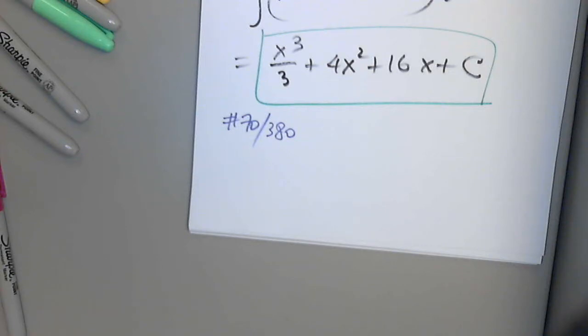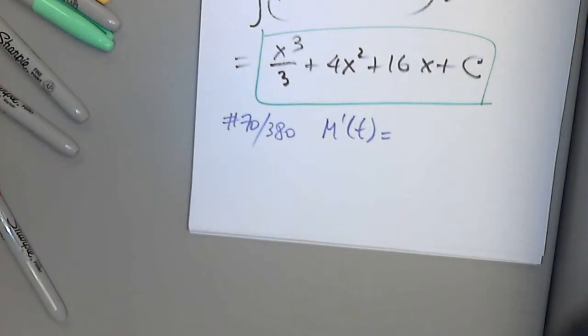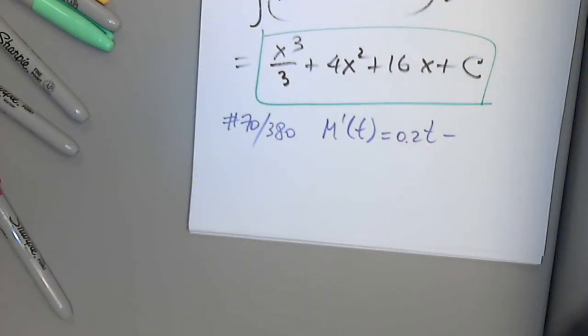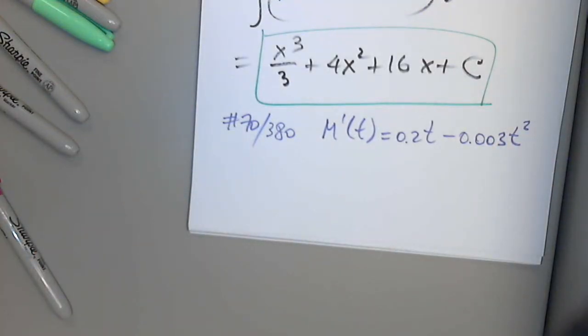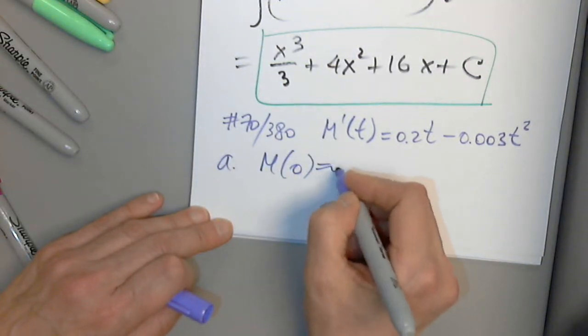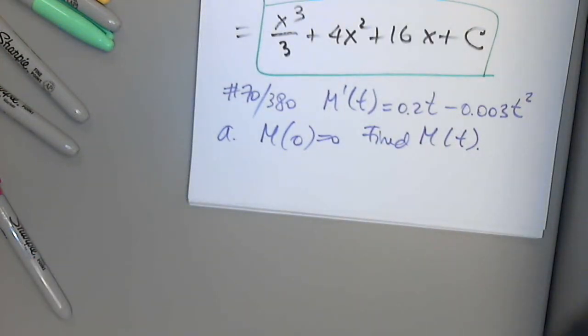In a memory experiment, the rate at which students memorize Spanish vocabulary is found to be given by the rate of change, m prime of t, equals 0.2 t minus 0.003 t squared, where m of t is the number of words memorized in t minutes. Find m of t if it is known that m of 0 is 0. Find m of t. I am given a derivative of a function, and I'm asked to find the function.